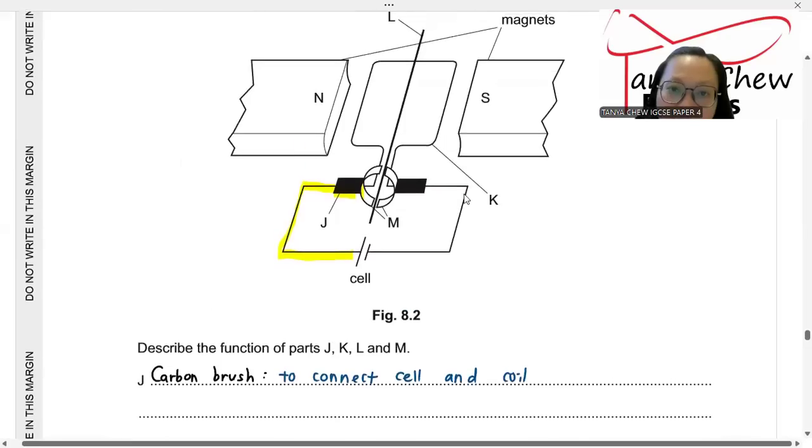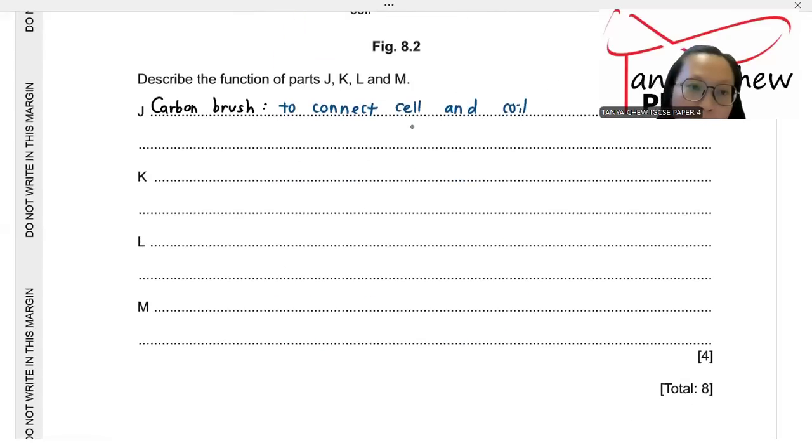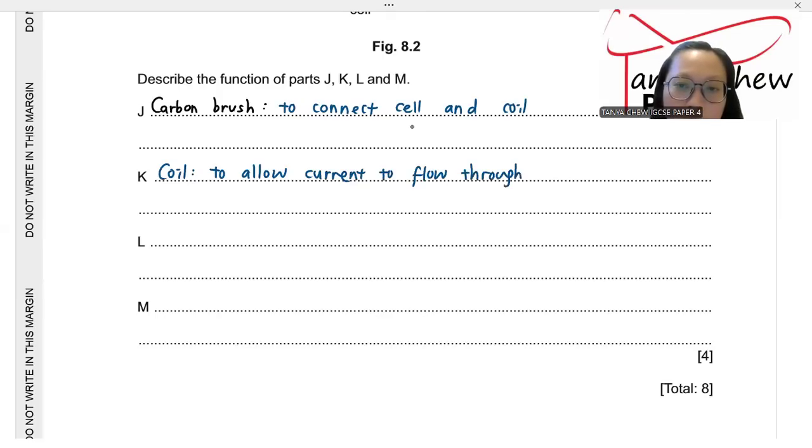Okay, K, look at K. K is a coil, right? Coil that is made of copper. Why? Because copper has a low resistance, high conductivity. So what is the function of the coil? To allow current to flow through it, and when the current flows through it, it has its own magnetic field that will interact with the magnetic field of the permanent magnet, which gives rise to magnetic force.